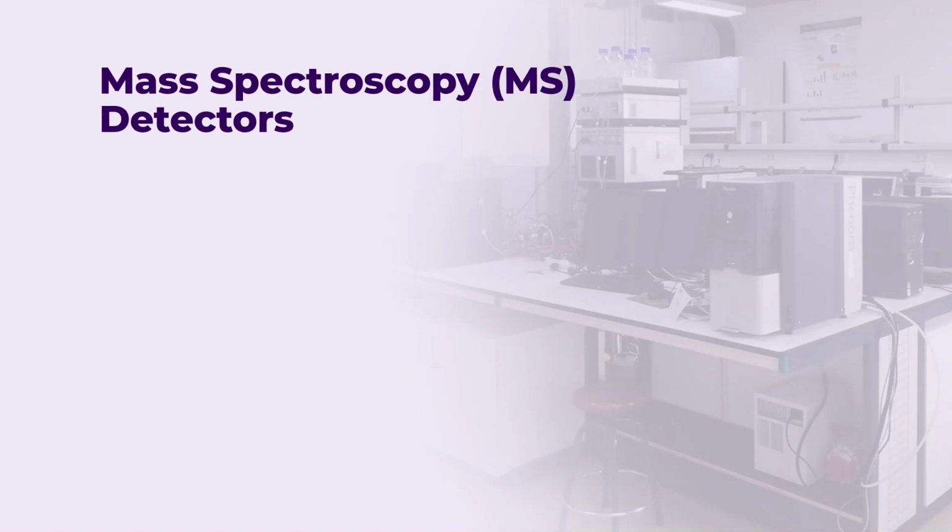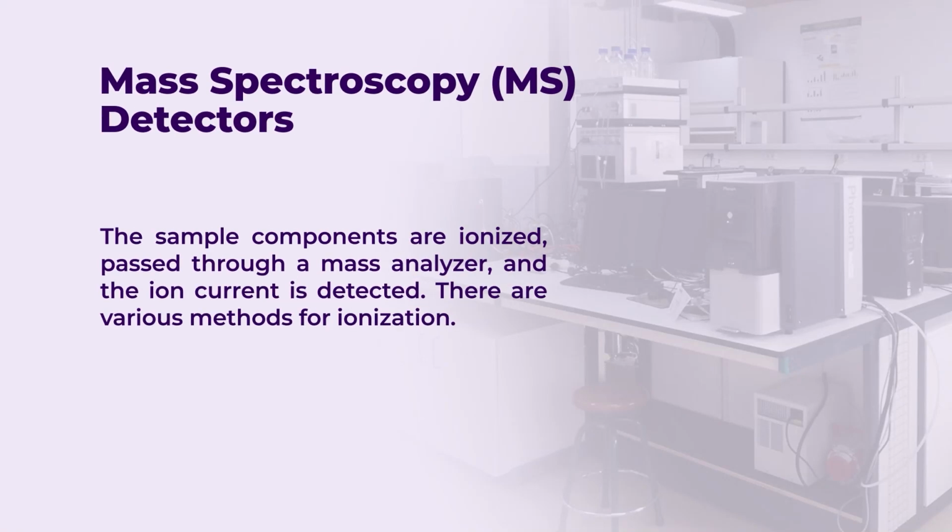DC and AC voltage is applied there to create the ions in the quadrupole. In mass spectrometry detectors, therefore, components are ionized and pass through the mass analyzer. They have the ion current because it is the electron beam that is detected.